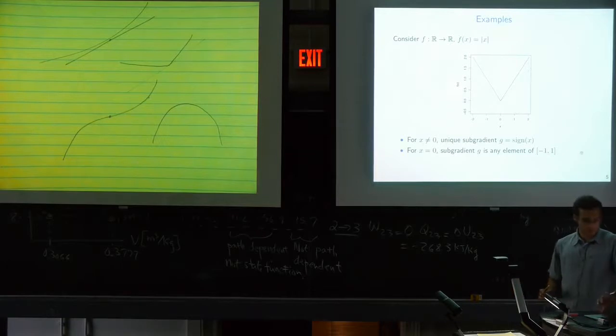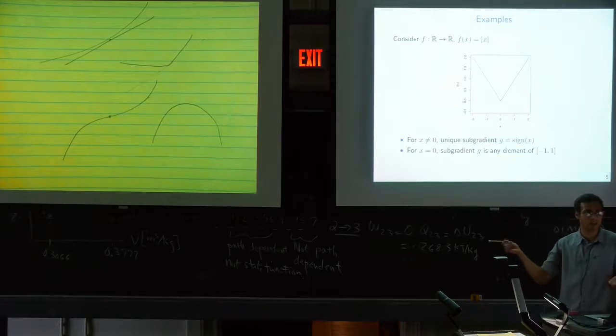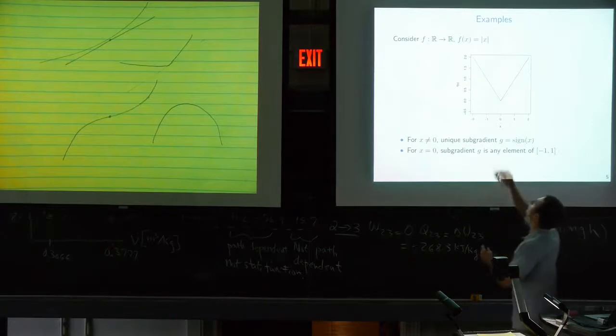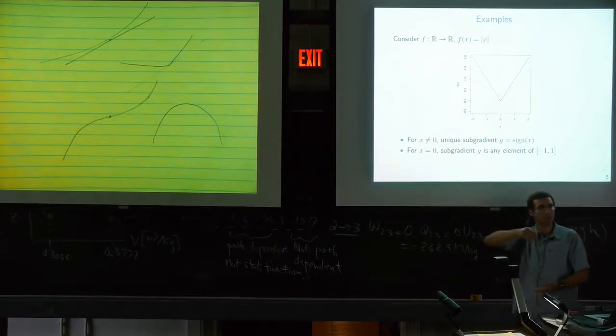So let's go through some examples quickly. The absolute value function. So if I have x away from 0, it's differentiable there, so it has a unique subgradient, and it's just equal to the sign of the function, right? 1 if x is positive, and minus 1 if x is negative. So it's just the same as a derivative. But at 0, there's a bunch of subgradients, and they're any value of the slope, such that if I drew a line passing through 0 with that slope, it would underestimate the function, it would lower bound the function.